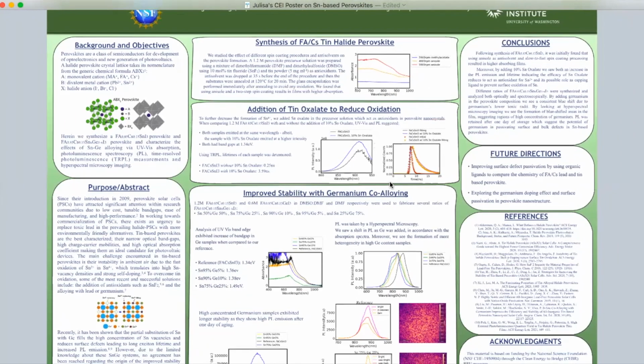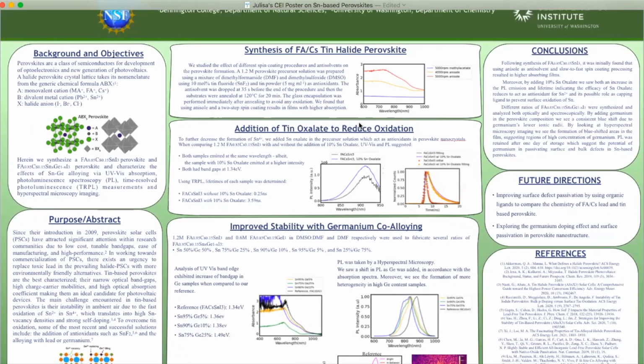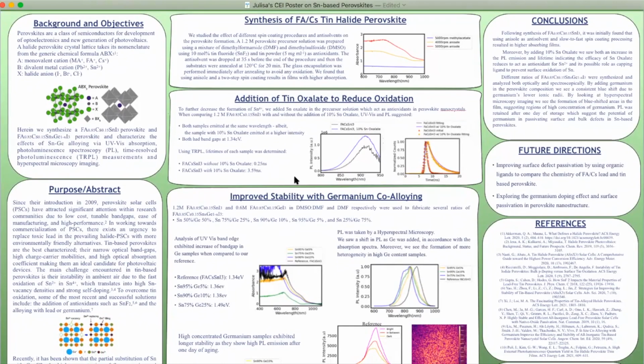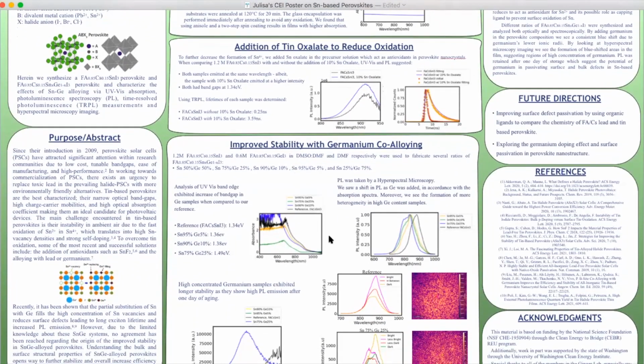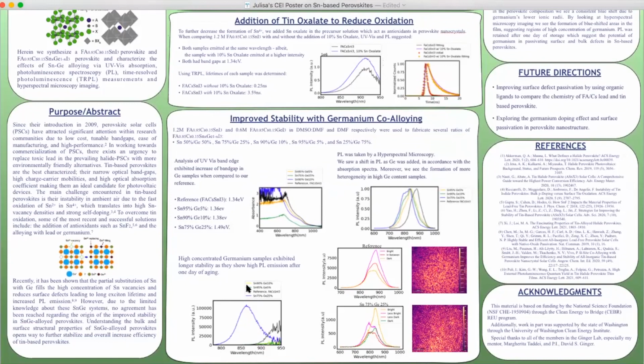And so to conclude, it was found that using anisole as anti-solvent and a two-step slow then fast spin coating procedure, as well as the addition of the antioxidant tin oxalate at 10%, resulted in a better performing tin-based film. And when adding a higher concentration of germanium, we also saw a blue shift, an increase in heterogeneity, and longer stability in tin-germanium alloy films, suggesting that germanium has potential in passivating surface and bulk defects in tin-based perovskites.